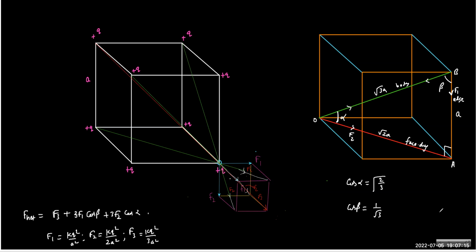So we can go to the answer, and I hope that you have written the values after substitution. What is the final answer, guys? If you have all done it, tell me the last answer. What should I write here? KQ square by A square common, and then what are we left with? Sir, 1 by root 2 plus 1 by 3 root 3 plus 1.